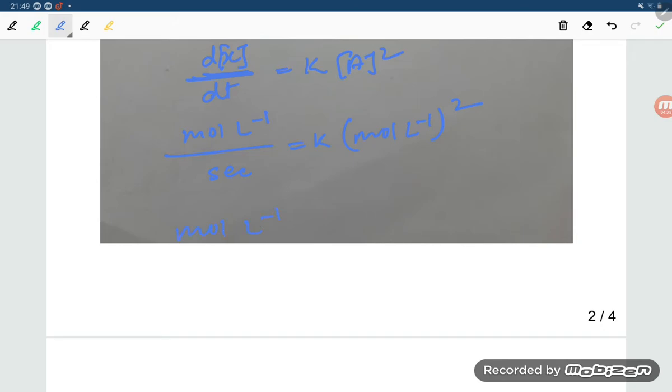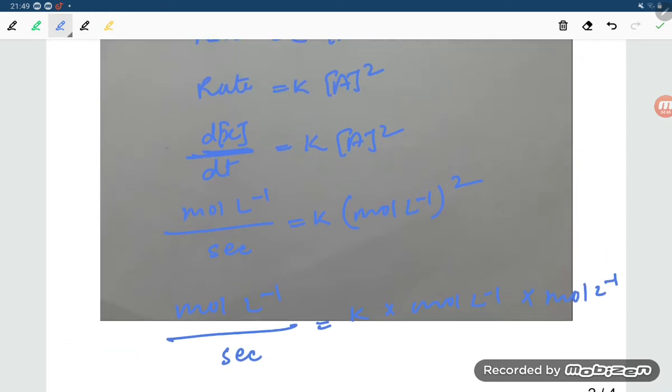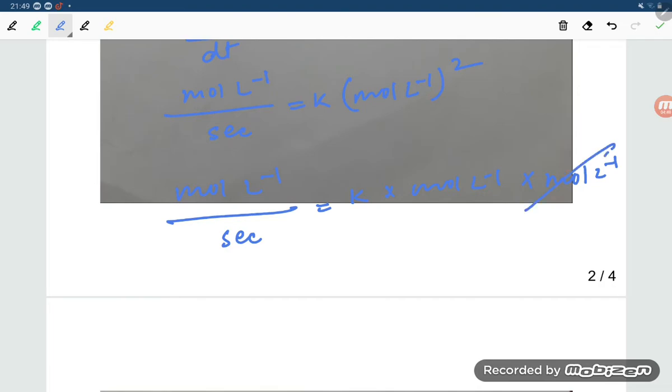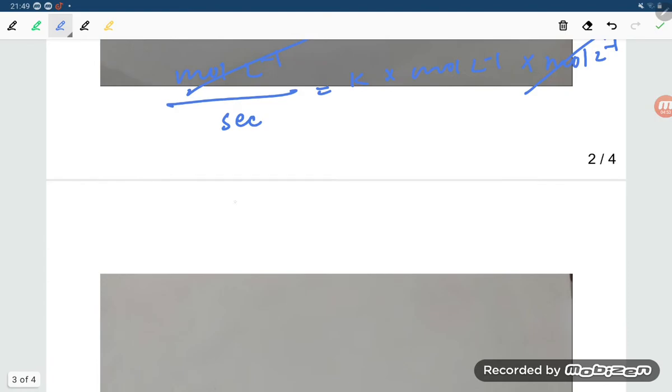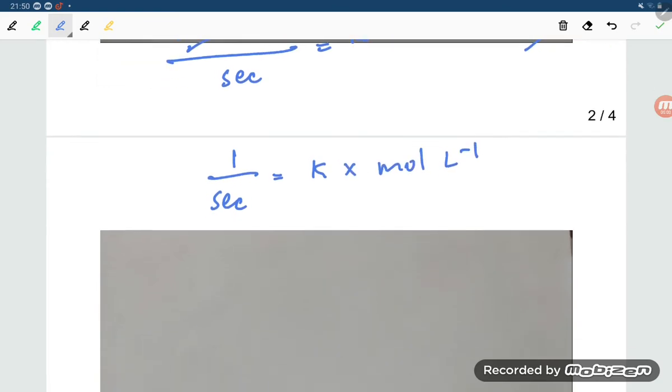Mole per liter per second is equal to K into, what will be there, student? Mole per liter multiplied by mole per liter. So this mole per liter and this mole per liter will be cancelled out. So how much will be there, student? 1 per second is equal to K into mole and liter inverse, right, student? So what would be the unit, student, if you cross multiply it?